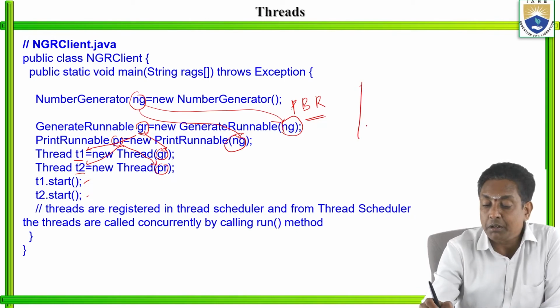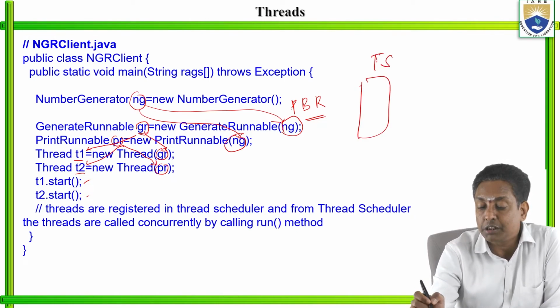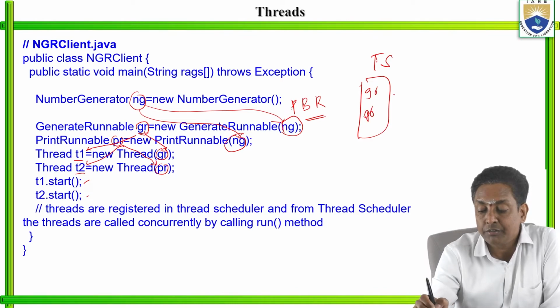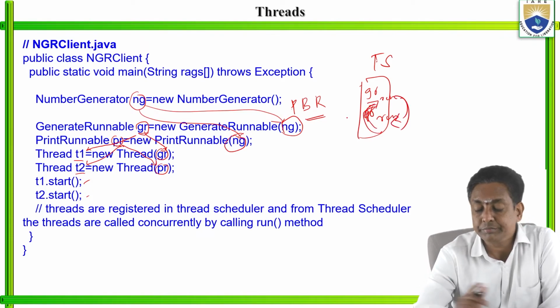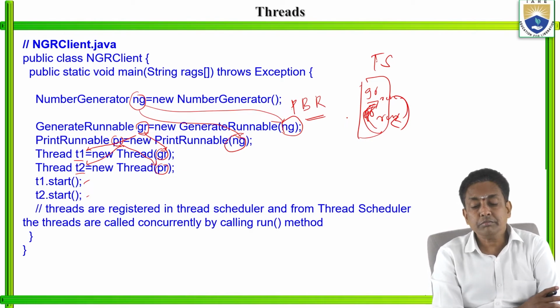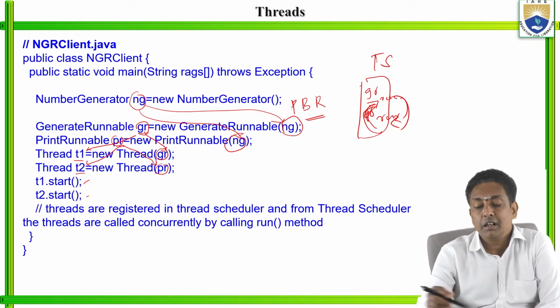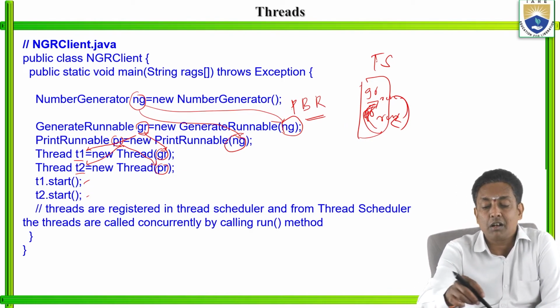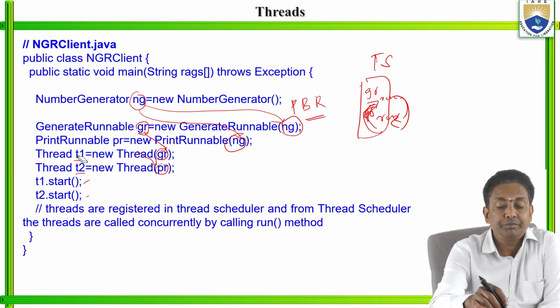This generate runnable and print runnable will go to the thread scheduler, because they are registered here. From here, the run methods will be called simultaneously. Threads are registered in the thread scheduler, and from the thread scheduler, the threads are called concurrently by calling the run method.